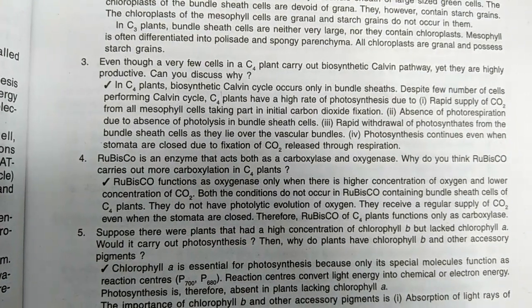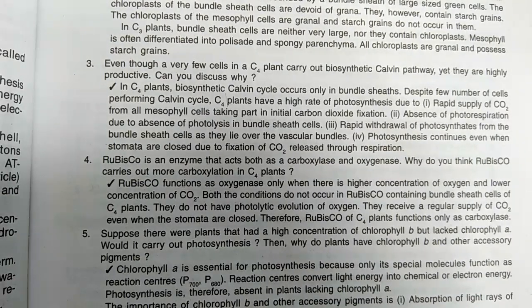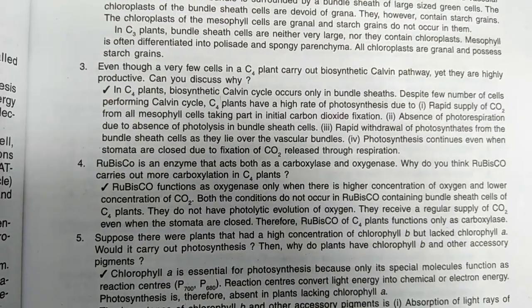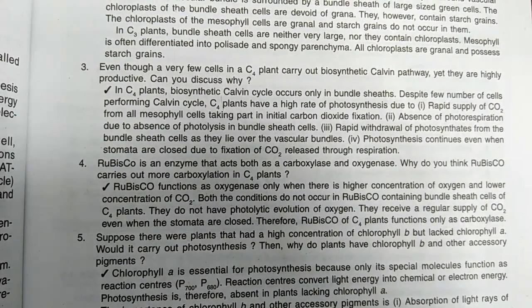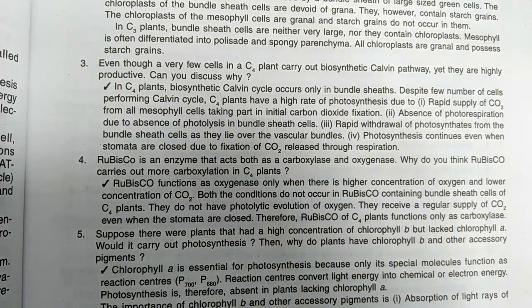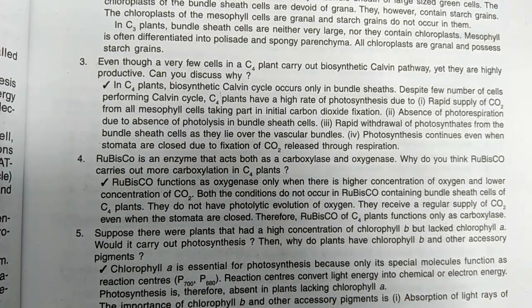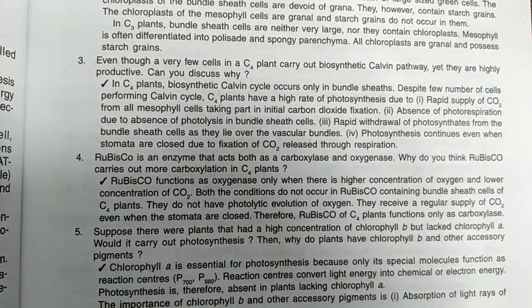Both the conditions do not occur in Rubisco containing bundle sheath cells of C4 plants. They do not have photolytic evolution of oxygen. They receive a regular supply of CO2 even when the stomata are closed. Therefore, Rubisco of C4 plants functions only as carboxylase.